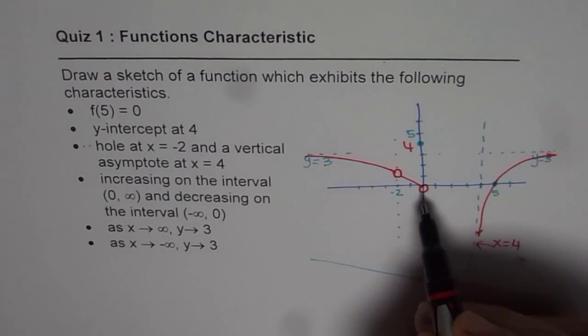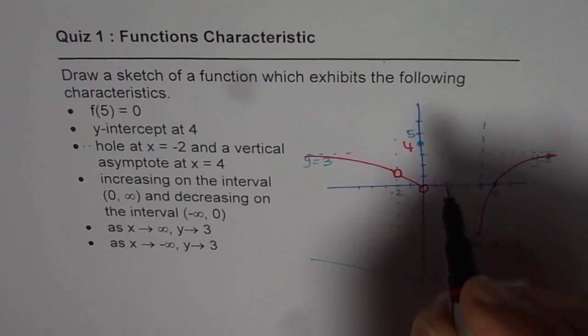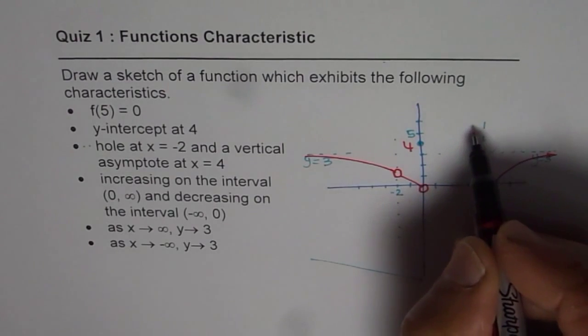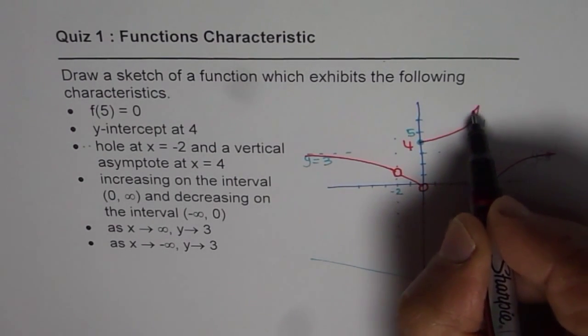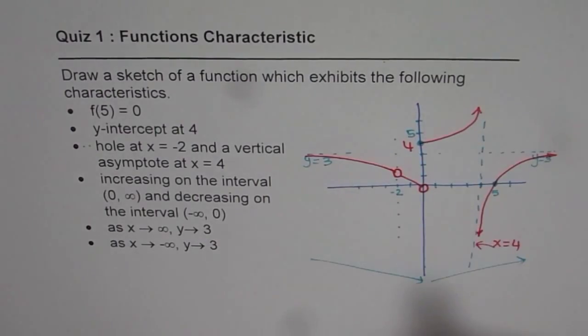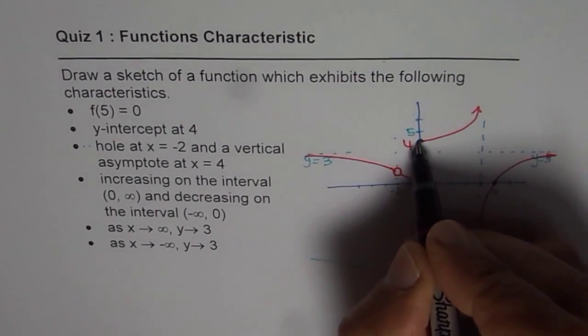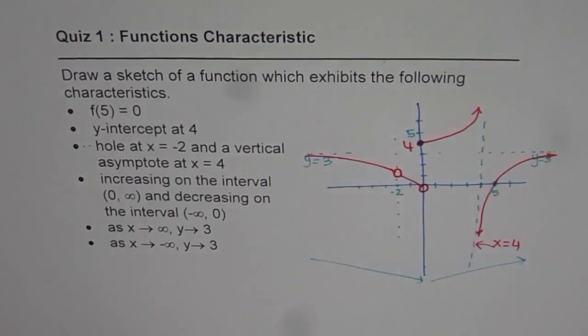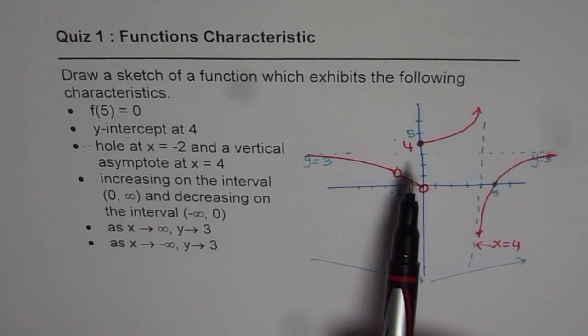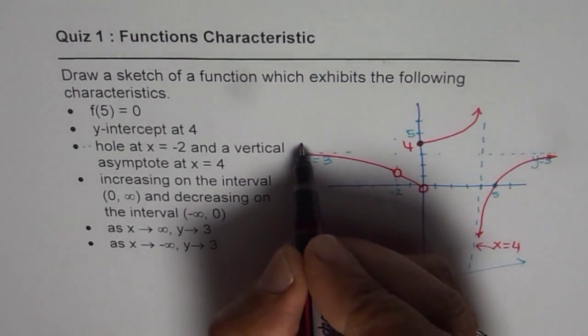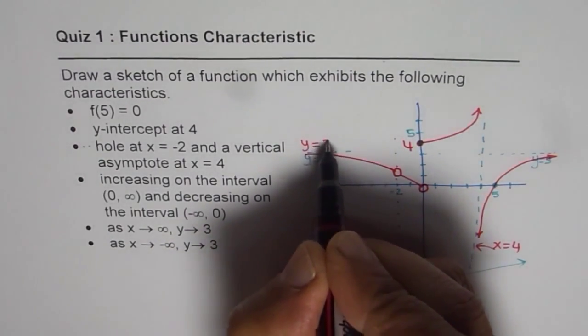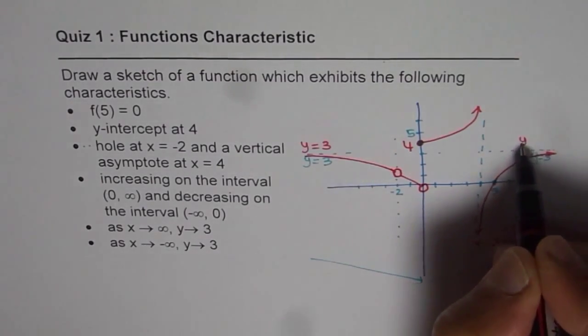Now it remains a function since we have drawn the additional hole in this case, and now we know on this side it has to increase, and that's the vertical asymptote, so we can go like this, which is filled in, so that ensures that we have covered the y-intercept of 4. Also we have a hole at minus 2, right? And here we have a horizontal asymptote y equals 3. I've already written it, let me rewrite y.